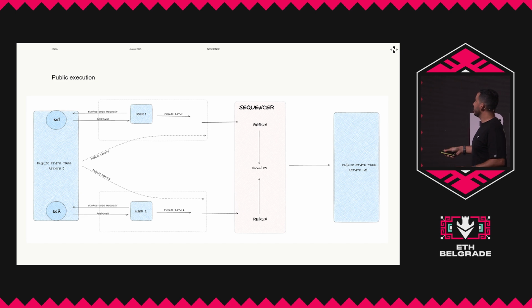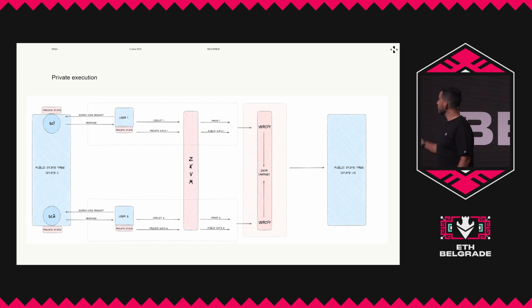For public executions, we don't have a ZK VM. We have the user who will have his public state and public input. They will go through the sequencer. They will be rerun, and the public state will be updated whenever there is a transaction. Same for private execution, but as you can see, we have a ZK VM. We have the user compiling his private data into a proof. The ZK VM will verify this proof, and the private state will be updated later.